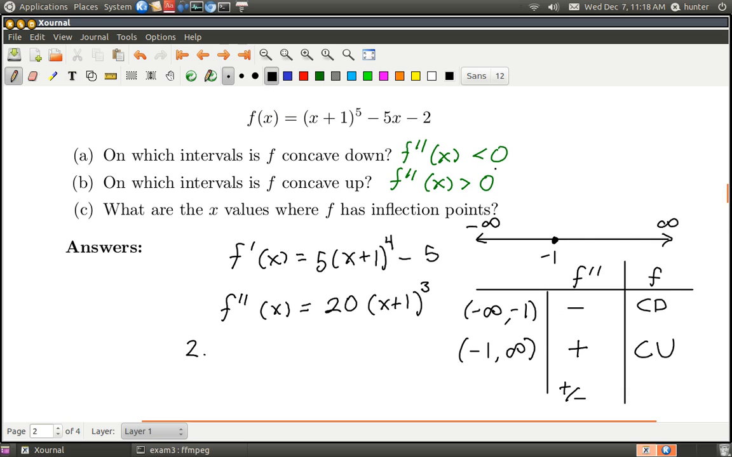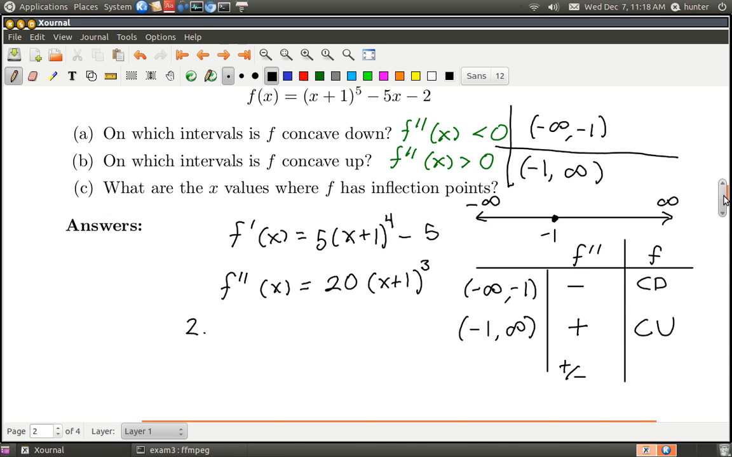This question is much easier than the other one, isn't it? Maybe just because we had some practice. So here I'm going to write the answers to these questions. On which intervals is f concave down? The interval, there's only one, on which f is concave down is the interval from -infinity to -1. And on which intervals is f concave up? Well, there's only one, and it's the interval from -1 to infinity.